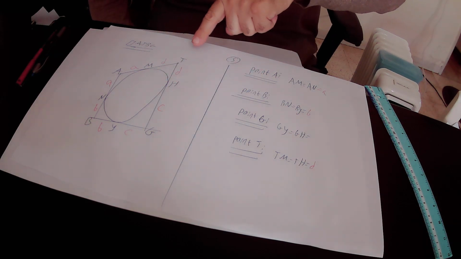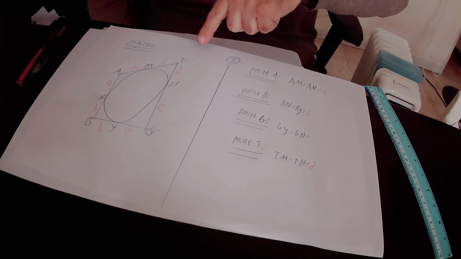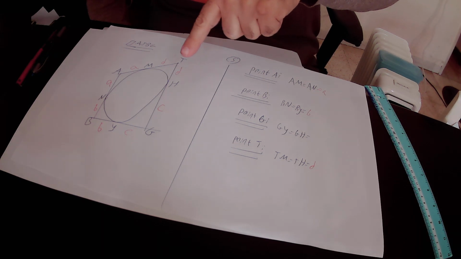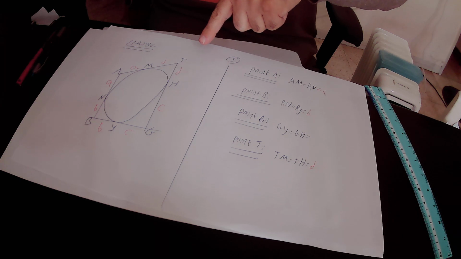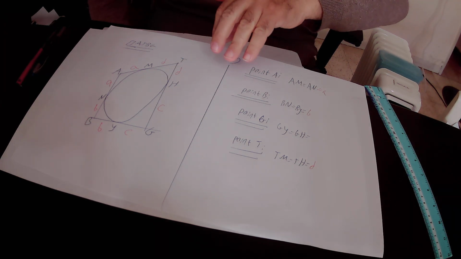And finally, we focus on the common external point D. From the common external point D, we have two tangents to the circle, tangent DM and tangent DH. According to rule number 2, they are equal to each other. That is to say, DM equals DH. So if we define the length of DH as d, then DM must also be equal to d.